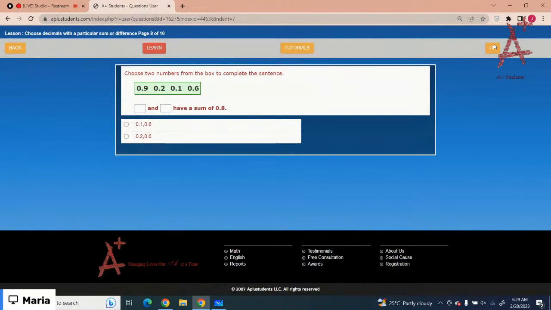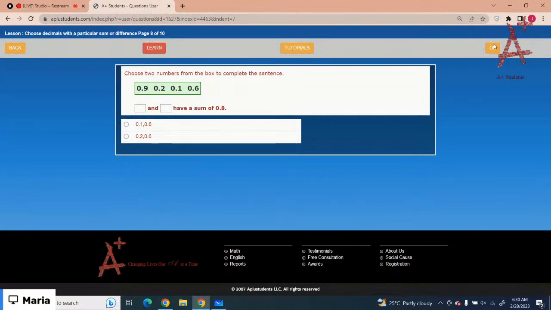Okay, the next one is choose two numbers from the box to complete the sentence. Dash and dash have a sum of 0.8. So which is the correct option? Option 1 or option 2, which is the correct option? The correct option is option number 2. Got it. 0.6 plus 0.2 is 0.8.